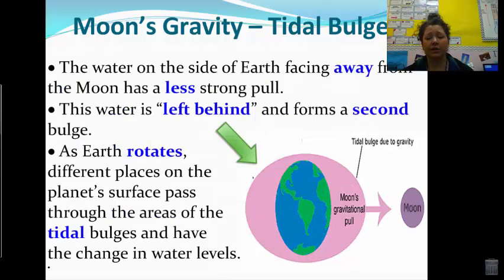And then the reason why there's a bulge on the other side is because it's less of a strong pull, and that water is kind of left behind, so it forms that second bulge. But the key is that, as we know, the Earth doesn't stay in one position. Every day it's rotating or spinning on its axis, and so that's going to cause different places on the Earth to have high tides and low tides. Okay, so as it rotates, it's going to go through those different bulges.